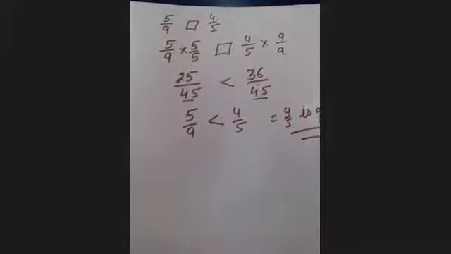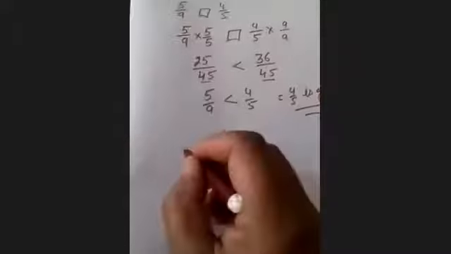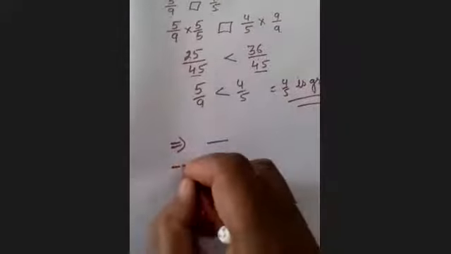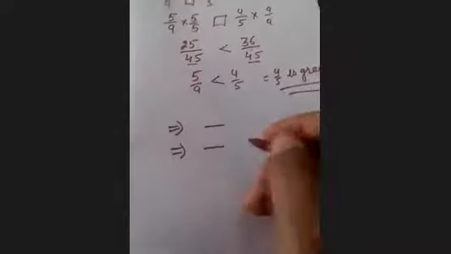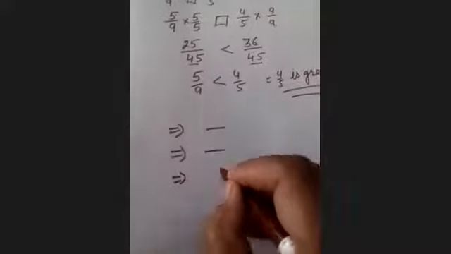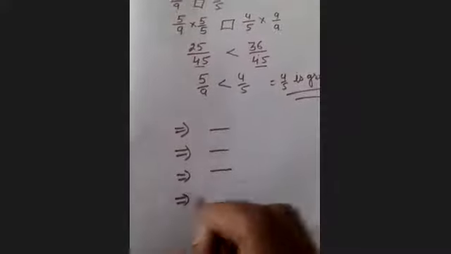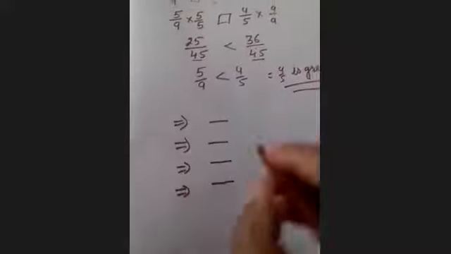Clear, students? So students, today we discussed the first point, comparison of fractions. Second, like and unlike fractions. Third, we discussed equivalent fractions. And fourth point, we discussed comparison of fraction numbers.